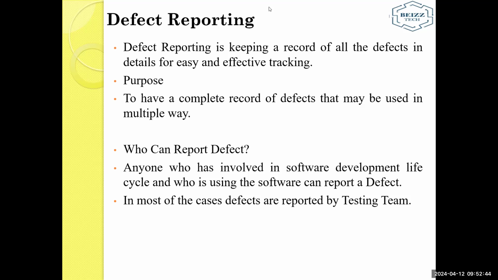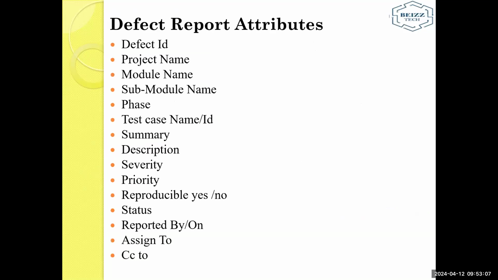So again a question: who can report a defect? Guys, everybody involved in the SDLC process can report a defect. But majorly, defect reporting is done by the tester. So in most cases, defects are reported by the testing team. Now it is time to understand what points we are expecting in any defect report. So what will the defect report points be?